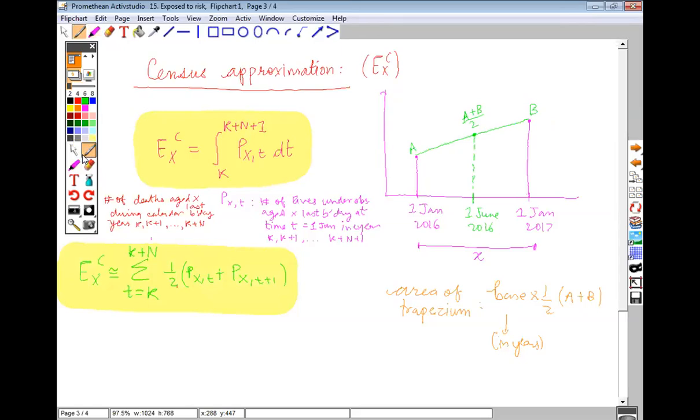Ma'am, why do we have the alternate formula, like the one that you wrote in green? Okay, why? That's a good question. Here what I have to figure out is the integration of PXT for every time my T changes from K to K plus N plus 1. So let us say this is my 0 and this is my 1. My 0 represents 2016 and my 1 represents 1 Jan 2017.